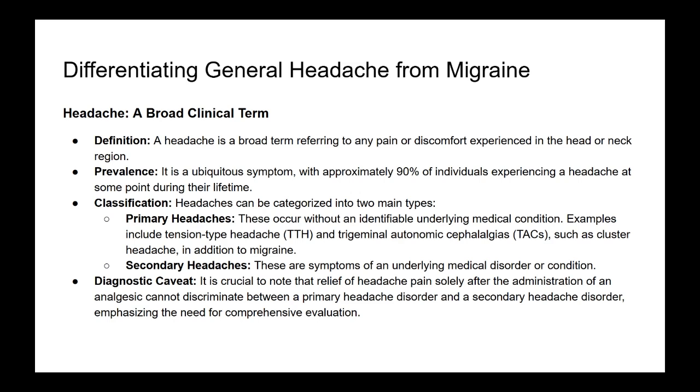Besides migraines, which are a well-known type of primary headache, there are several other types of primary headaches. These include tension-type headaches and trigeminal autonomic cephalalgias, a group of disorders that includes cluster headaches. It is important to note that relief from headaches following the use of pain relievers alone cannot be used to distinguish between primary and secondary headache disorders.